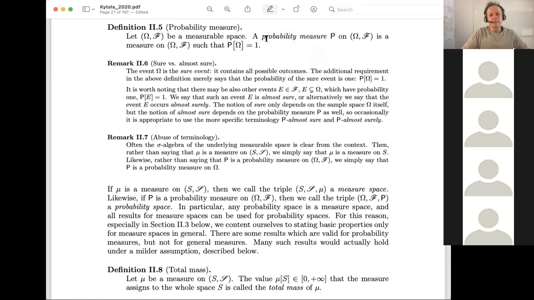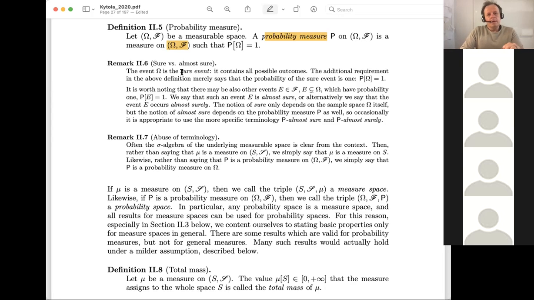Then we have the definition of a probability measure here. For probability measures, we often think about omega and F as the set and the sigma algebra, to speak about abstract probability distributions. On the other hand, when we think about concrete outcomes, we think about S and the calligraphic S. But we can define probability measures on both omega and F, and S and calligraphic S.